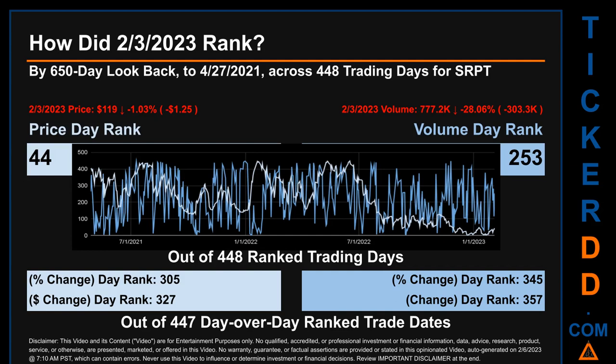The price's day over day percentage change, dropping minus 1.03% on the 3rd of February 2023, had a day rank of 305 while its dollar difference of minus $1.25 had a rank of 327 when compared day over day across 447 trading days. Volume's percentage change and difference were ranked respectively at 345 and 357.